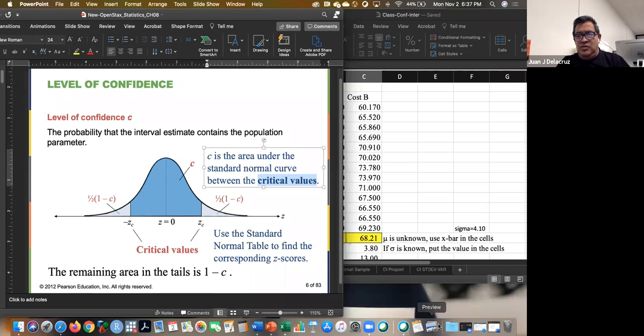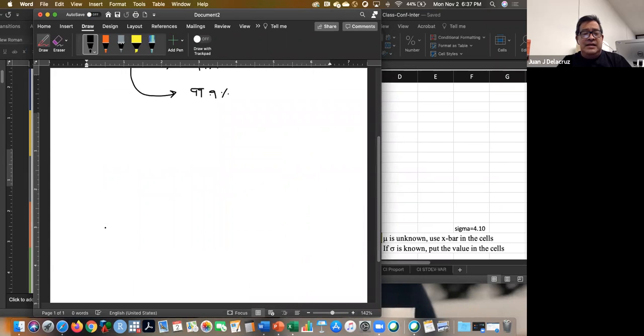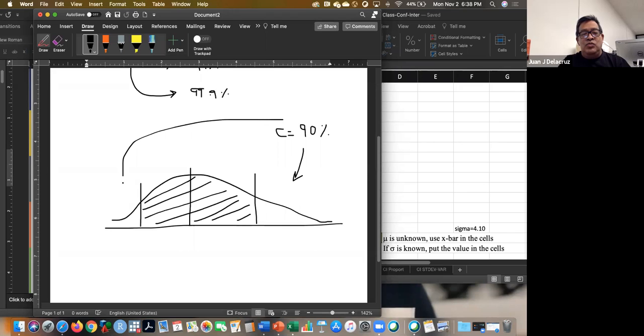So let me do this on a piece of paper. The first thing I know is that I have my standard normal curve, and the level of confidence is going to be 90%, right? So 90% of the area is going to be the confidence I want to take. Because this is symmetric, I'm going to use 90% of this, so this is going to be the area that contains my level of confidence. Therefore, 10% is going to lie in the 2 different tails, right?